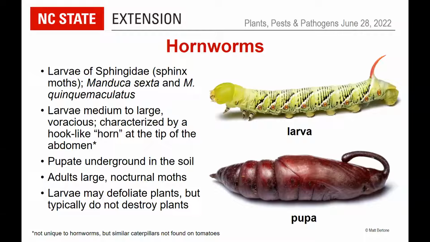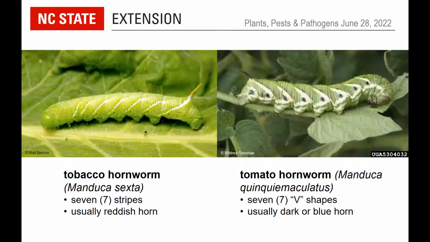After they're done feeding, they crawl to the ground and pupate and form this very large, reddish-brown pupa with this long kind of nose where the proboscis is developing. And the adults of these large nocturnal moths, which I'll show you in a second. So the larvae may defoliate plants, but typically don't destroy plants. They're not usually present in super high numbers, but can be a pest, of course, feeding on some of the foliage. Now, the two main species I mentioned are the tobacco hornworm and the tomato hornworm.